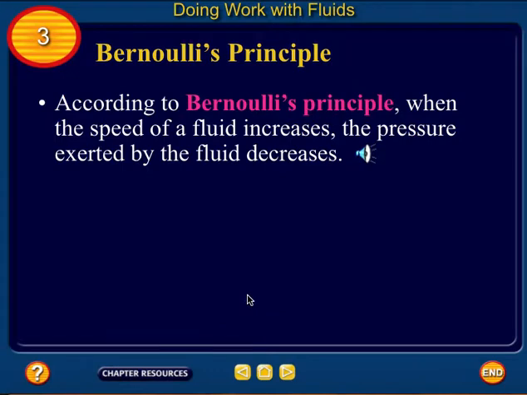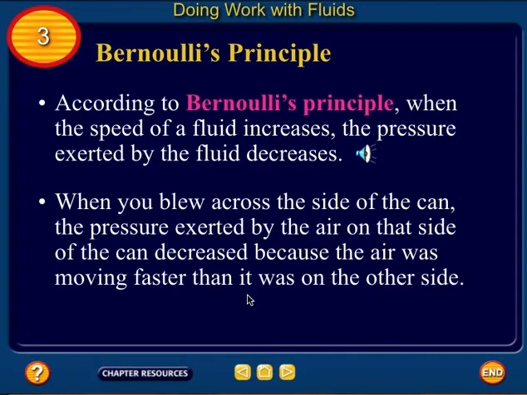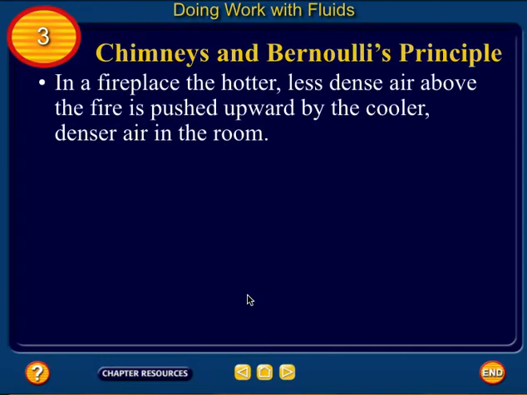This is called Bernoulli's principle. Bernoulli's principle states that when the speed of a fluid increases, the pressure exerted by the fluid decreases. When you blew across the side of the can, the pressure exerted by the air on the side of the can decreased because the air was moving faster than it was on the other side. Let's look at a couple other examples.